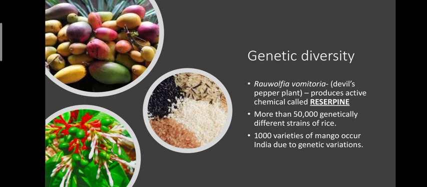The fourth example under genetic diversity is that there are about 1000 varieties of mango. For example, Totapuri, Mallika, Neelam, Alfonso, all these are different varieties of mango strains. Okay, so they belong to the same species, but they have some variations in their genes and genetic information. That is about genetic diversity.